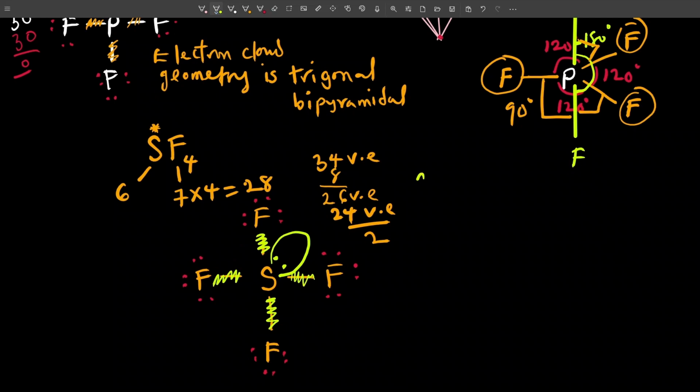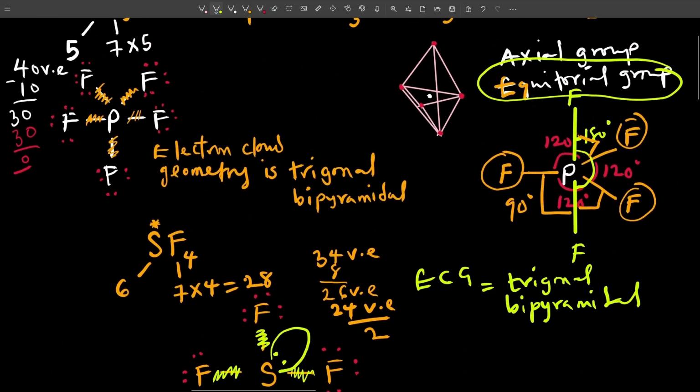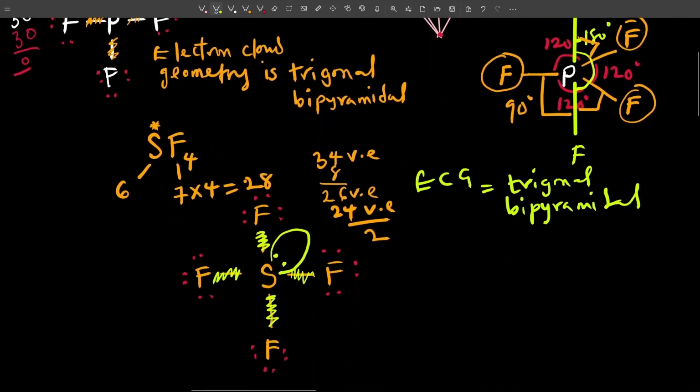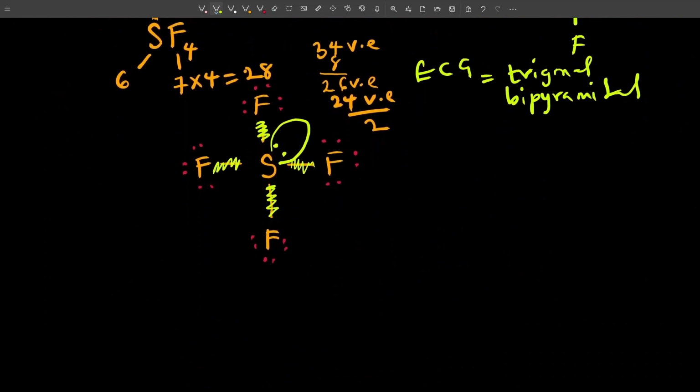So the electron cloud geometry, let me just write ECG for short, is trigonal bipyramidal. Now, to know the geometry of the molecule, the last step says you should ignore the lone pair. Before that, I told you something up around here. I said that when it comes to 5 electron clouds, there is a different arrangement. So let's look at the arrangement.